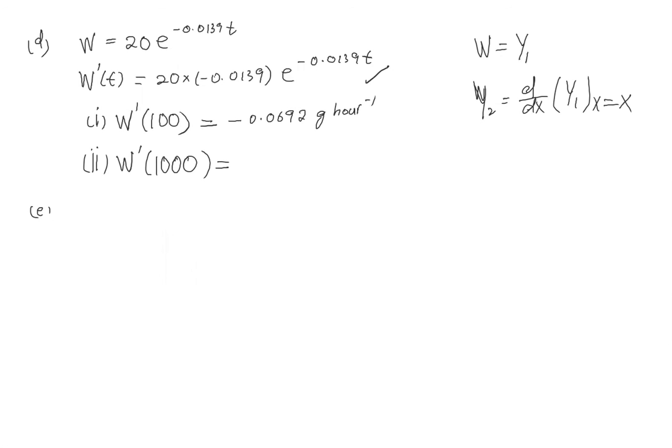Okay. If it's wrong, please let me know. Okay, Adriana, W prime 1000. Adriana, are you there? Okay, Ashley Tam. Negative 2.55 times 10 to the power negative 7.